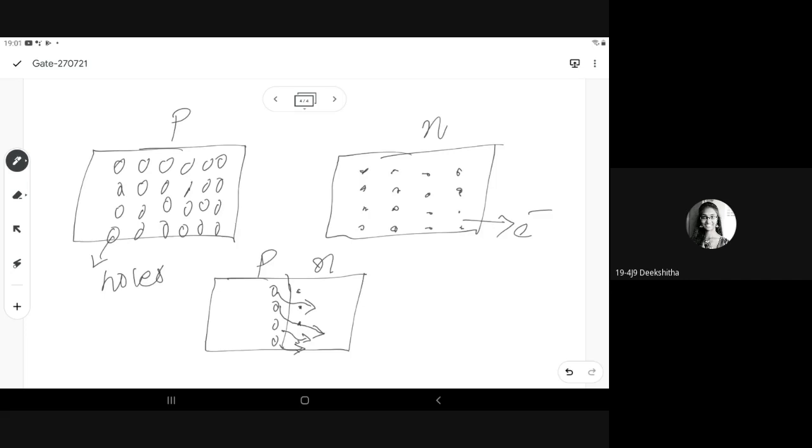Similarly, the electrons on the n side want to move from higher concentration to lower concentration. So due to the concentration gradient, wherever the concentration is low, the holes will move from p side to the n side. Similarly, on the p side there are fewer electrons, therefore the electrons will move from n side to p side. Is it clear? Yes, sir.